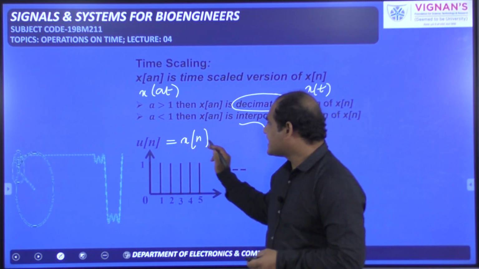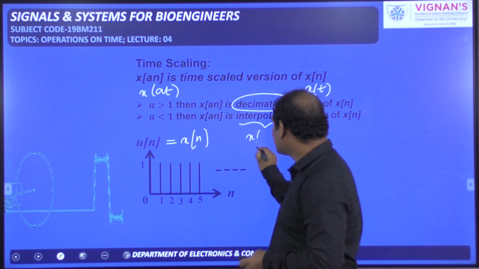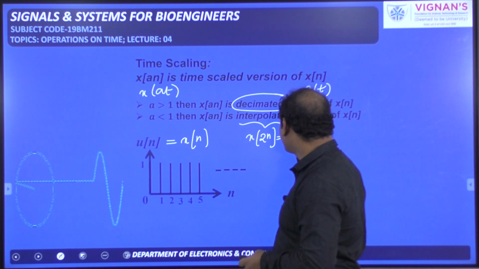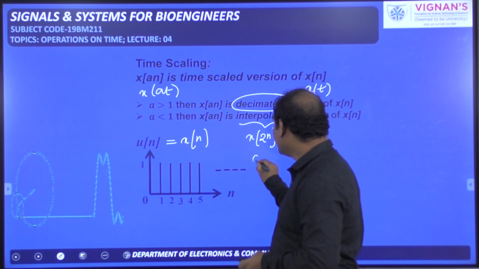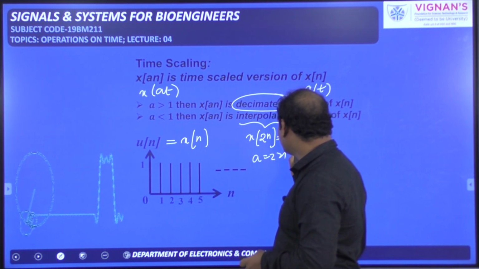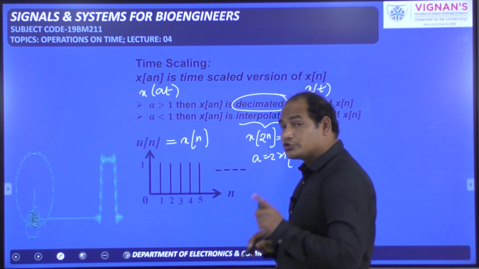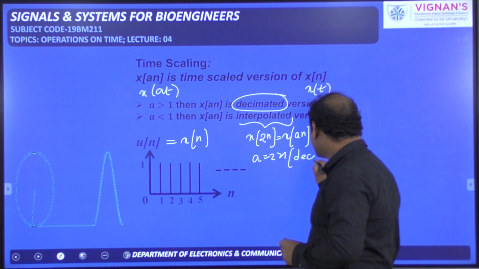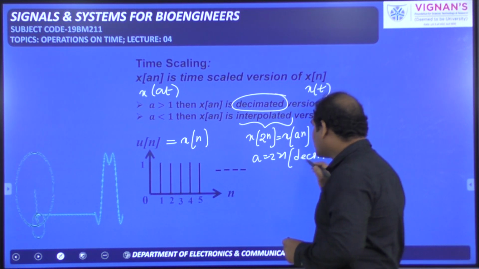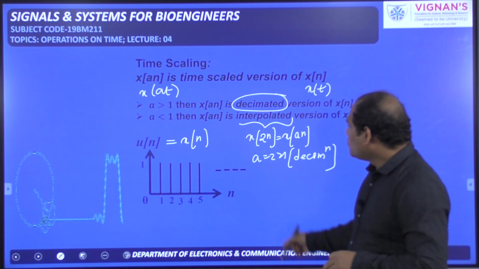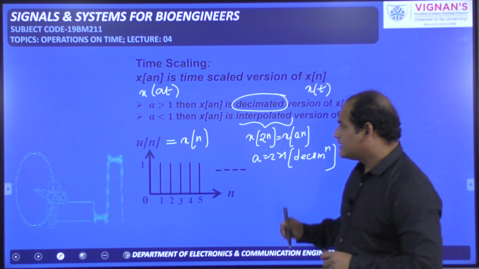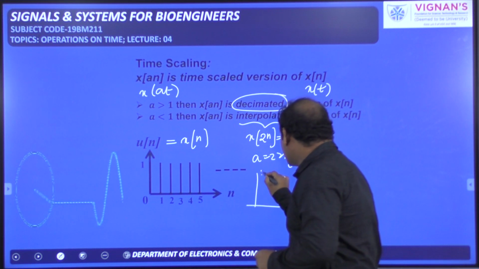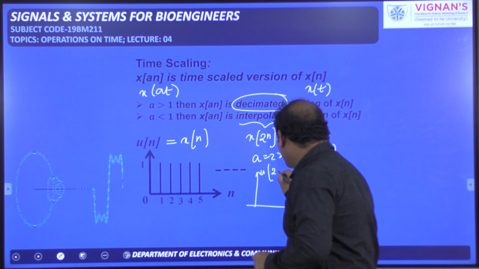Okay, so now I am going to draw that one. You see, this is x of n. I want to draw x of 2n. Compare this one with the standard notation, that is x of an. You will get a is equal to 2, that is greater than 1. Because it is a discrete domain, you should not call it compression, you should take it as a decimation version. But procedure is same. You have to divide the time axis with the a. So I am going to draw x of 2n here.